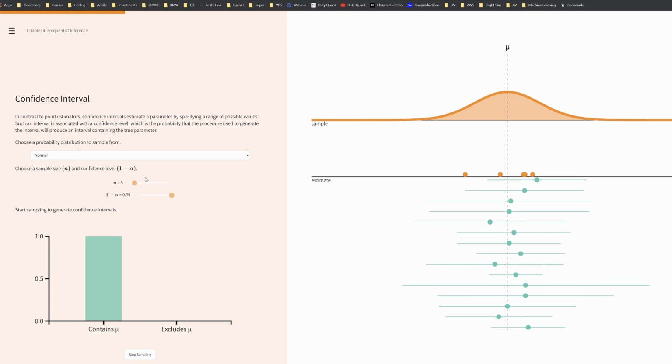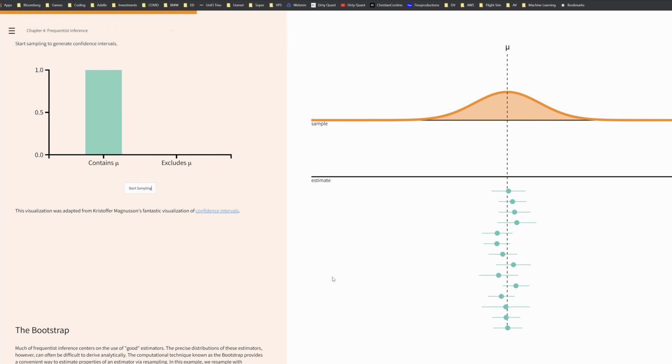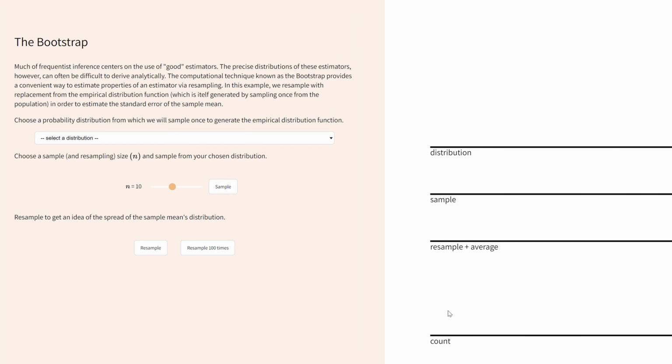What if we pump this up? 30. Let's really starting to tighten our variance. Now, this is cool. This is very, very cool. I like it. Next, bootstrap. Also, big fan of bootstrap.